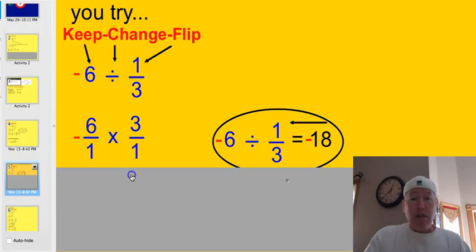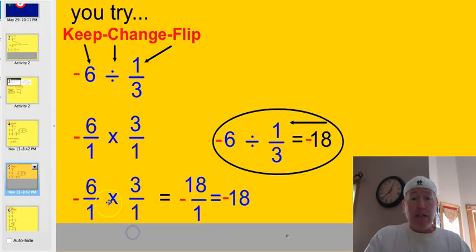Multiply straight across. Negative 6 times 3 is a negative 18. 1 times 1 is 1. So we have a negative 18 over 1, which is a negative 18. Well, I got this funny arrow here. What the heck is he talking about?